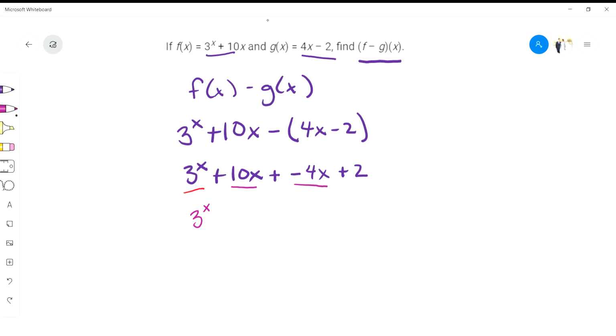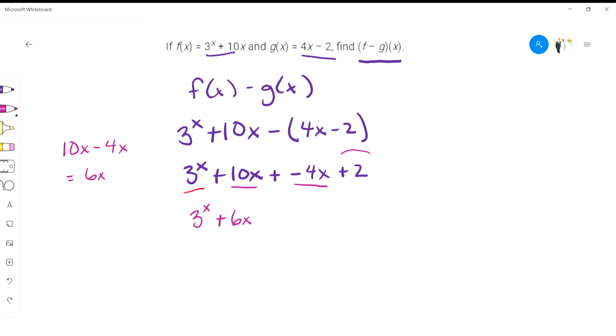So they are like terms because they both have x. So we're going to do 10x minus 4x. The 4 isn't bigger than the 10 in this case, so we can just subtract it like normal. So that's going to give us 6x. And it will be positive because 10 minus 4 is still positive 6. Because the 10 has a greater absolute value, so it's going to be plus 6x.